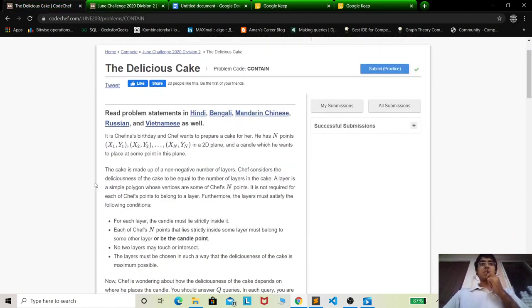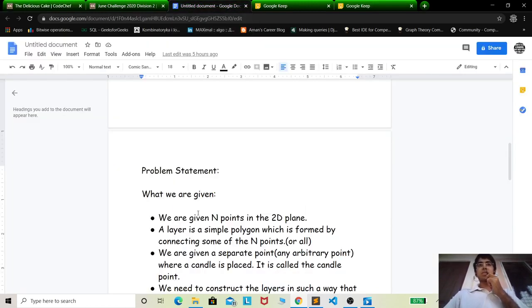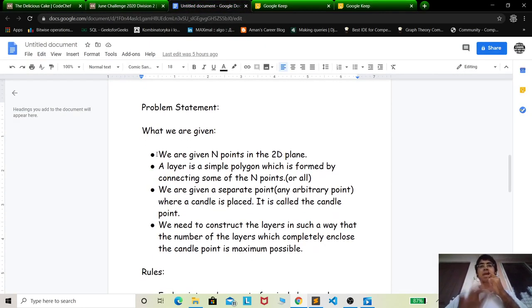Okay, so we're in the problem statement. I have simplified the problem and condensed it in this document. What we are given is n points in a 2D plane, and a layer is a simple polygon which is formed by connecting some or all of the n points, and we are given a separate point which is called the candle point. This is given later in the query part, and we need to construct the layers in such a manner that the number of layers which completely enclose this candle point is as large as possible, right? So I hope the question is clear to you.